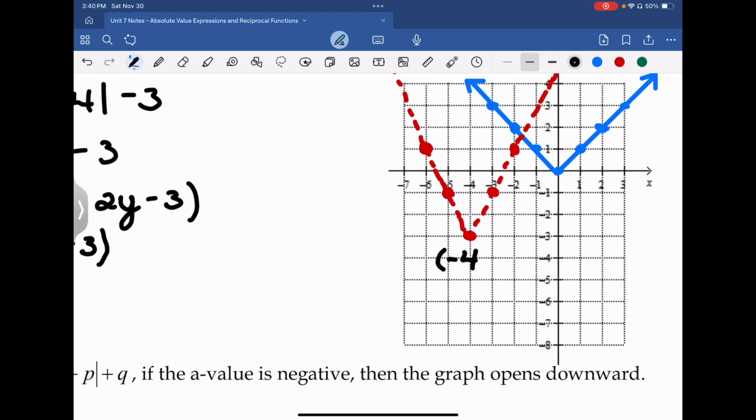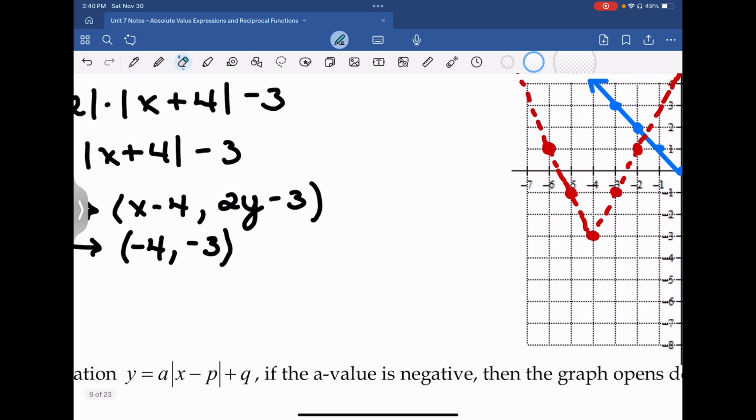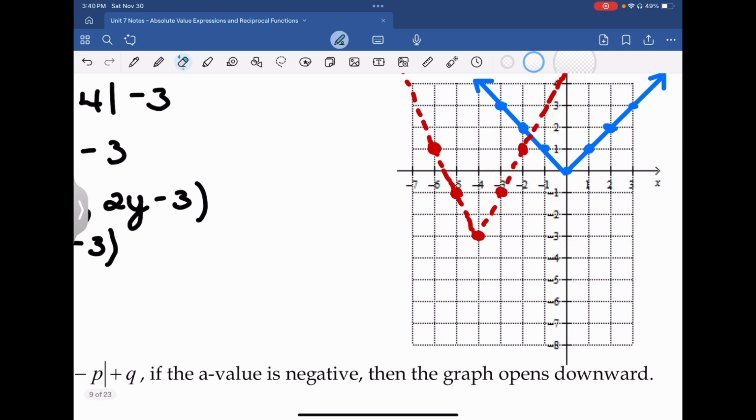It's at -4 and, sorry, -3. And -4 and -3, yeah, perfect. Okay, just making sure we got the right values in here. -4 and -3. There we go.